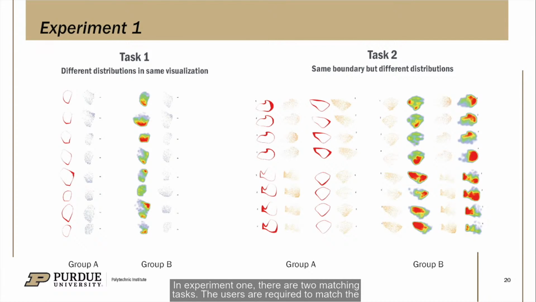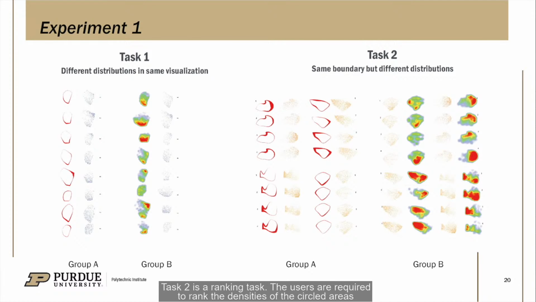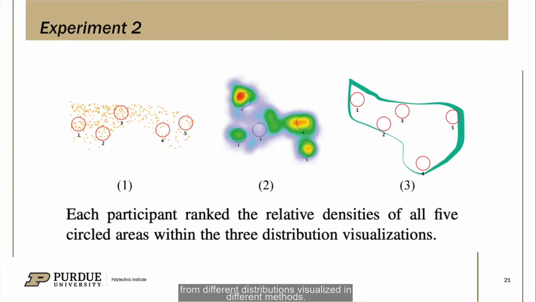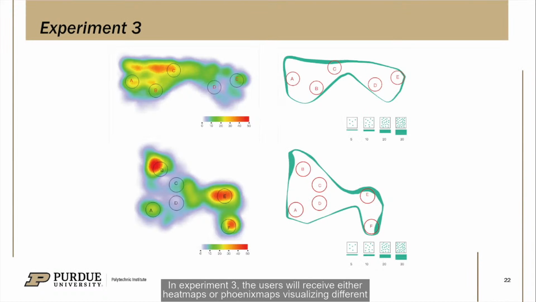In Experiment 1, there are 2 matching tasks. The users are required to match the distributions visualized in dot maps to heat maps or Phoenix maps. Task 2 is a ranking task. The users are required to rank the densities of the circled areas from different distributions visualized in different methods. In Experiment 3, the users will receive either Phoenix map or heat map visualizing different distributions. Users are required to estimate the densities for all the circled areas given legends.